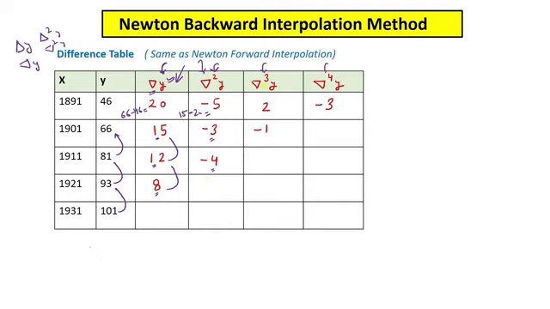Okay, similarly we are constructing this del cube y values. Okay, this is minus 3 minus of minus 5, this is 2. Then after subtracting minus 4 minus of minus 3, we are getting minus 1. Okay, and lastly this column value is like this minus this, that is minus 1 minus of 2. Okay, so this is minus 3. So this way we have constructed the difference table.